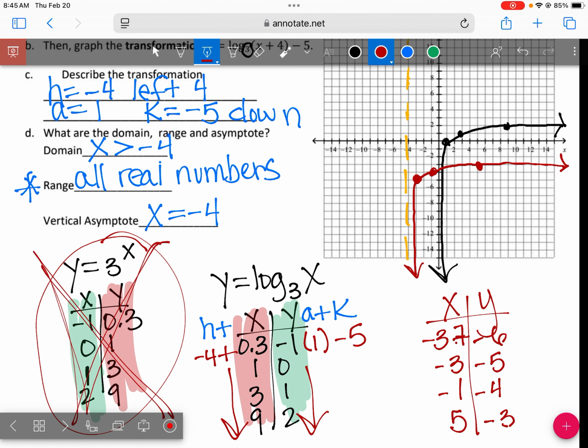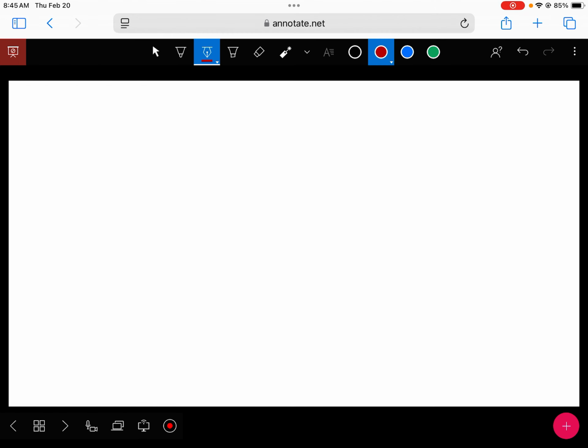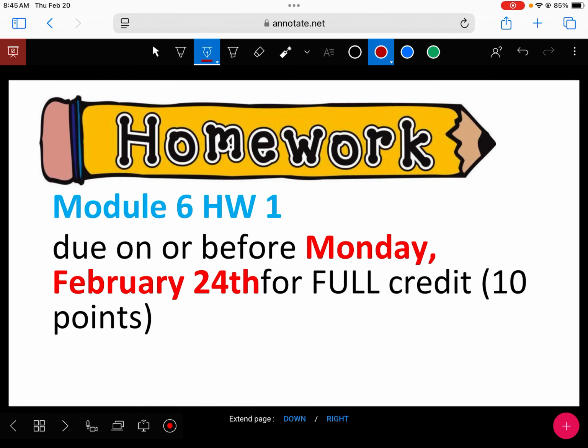All right, so let's move on to the homework, y'all. Let's take out homework 1. First thing is, can you write that the homework is due on Monday? Monday, February 24th. Now, we're going to use this time, though, to get most of it done. So, let's start working on it together.